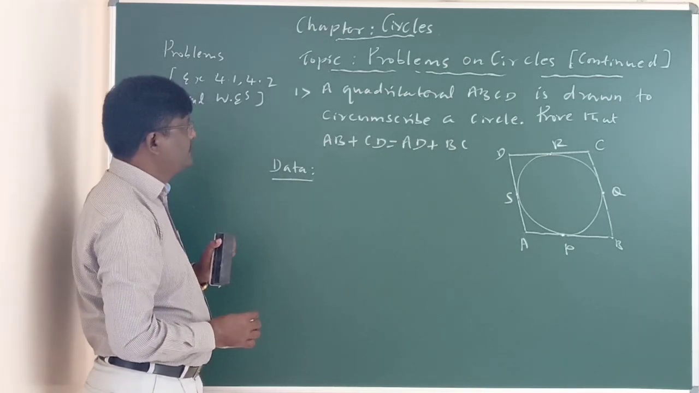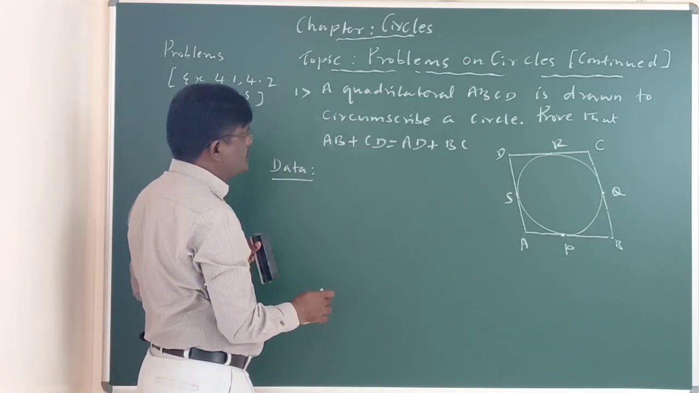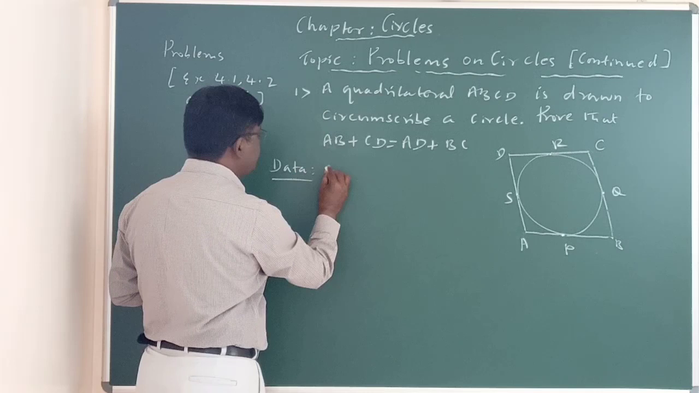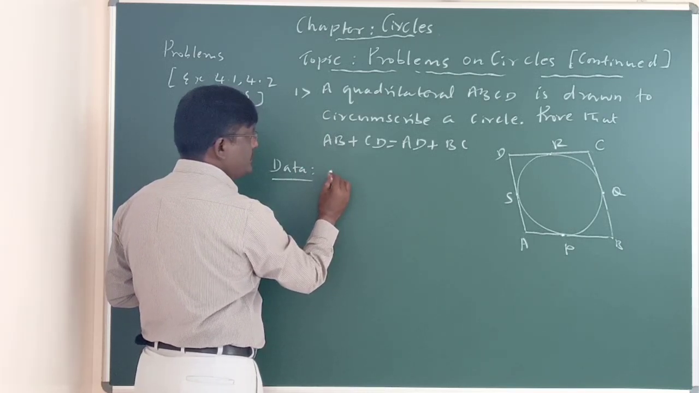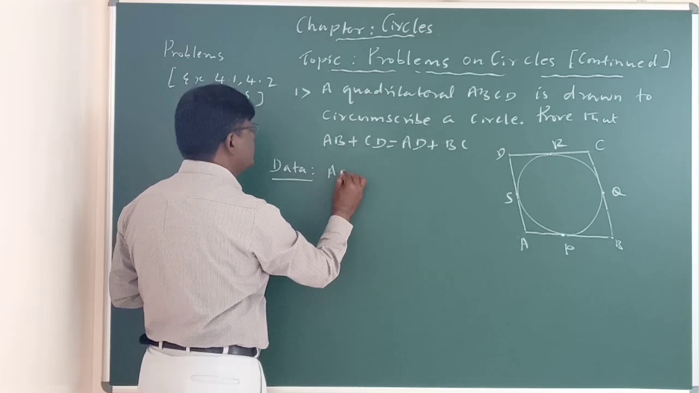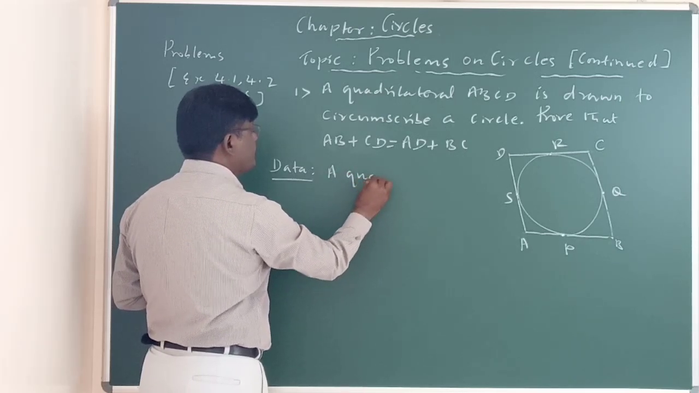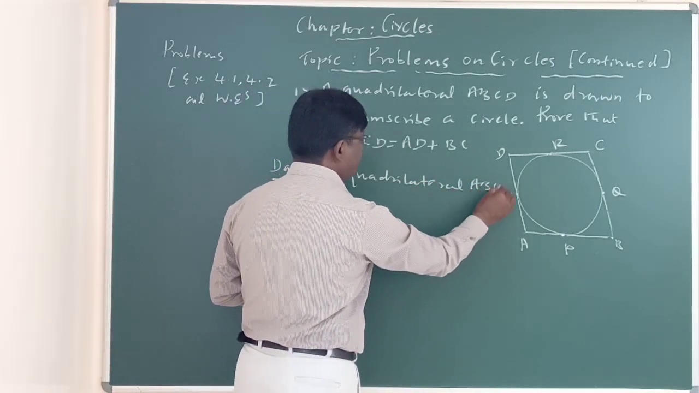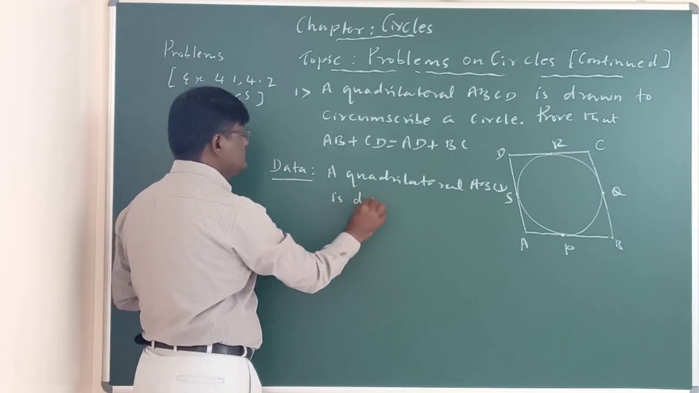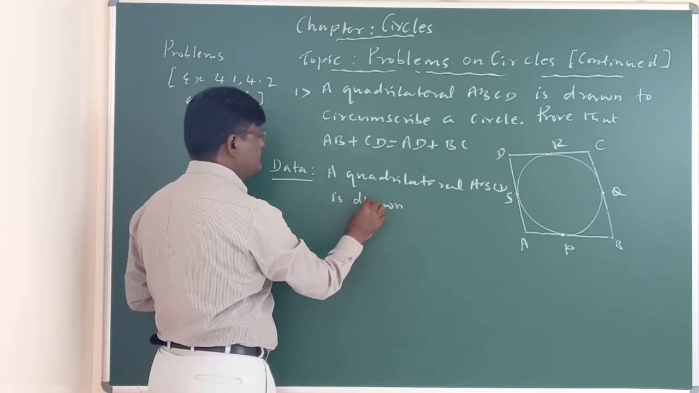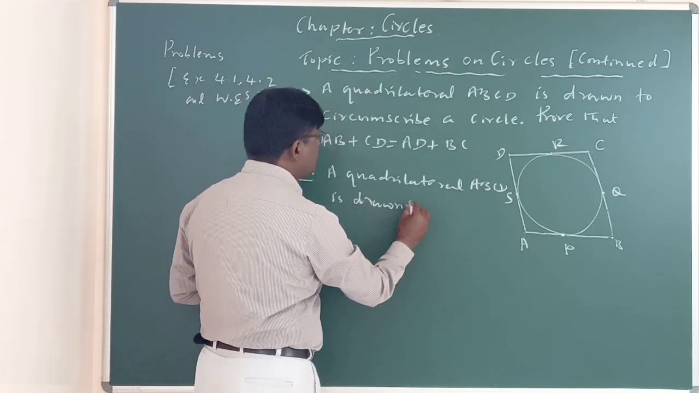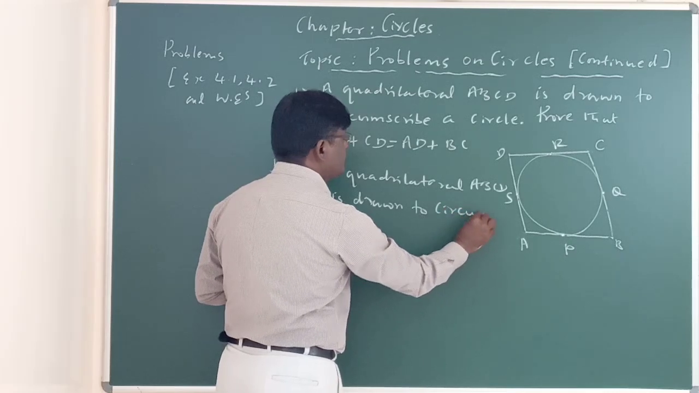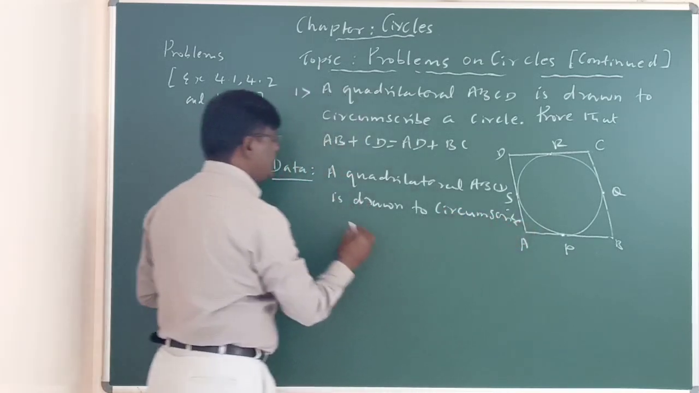Data. What is the data given? A quadrilateral ABCD is drawn to circumscribe a circle. That is enough. So here ABCD is a quadrilateral. Let us write as it is. A quadrilateral ABCD is drawn to circumscribe a circle.